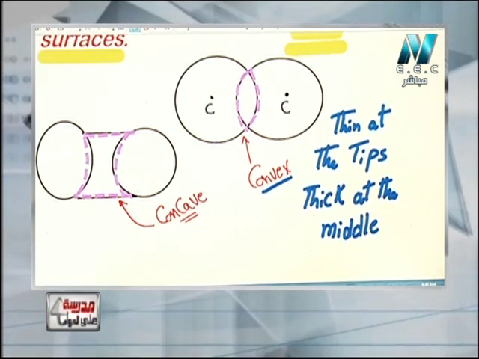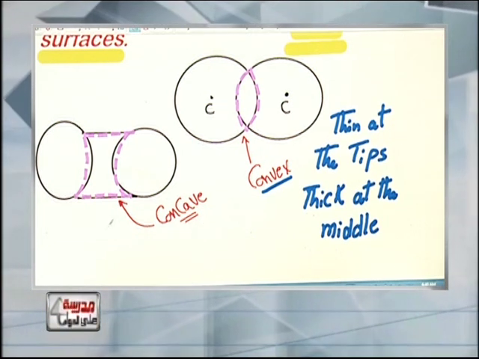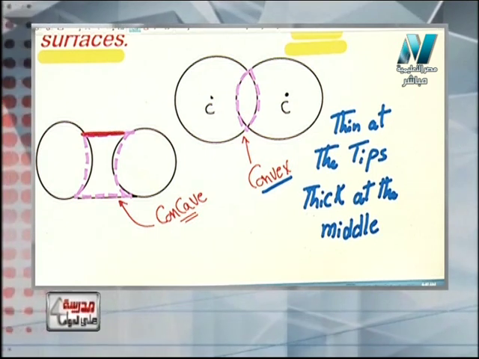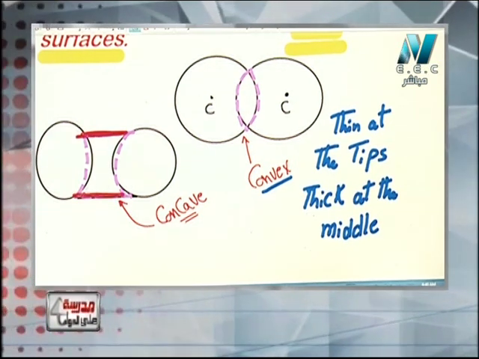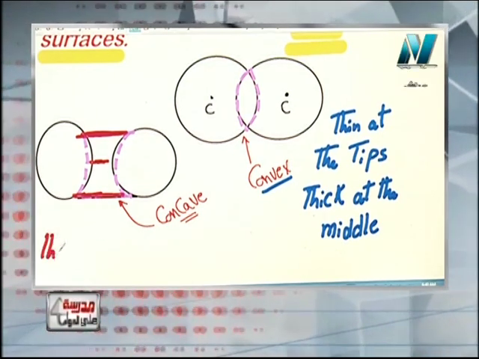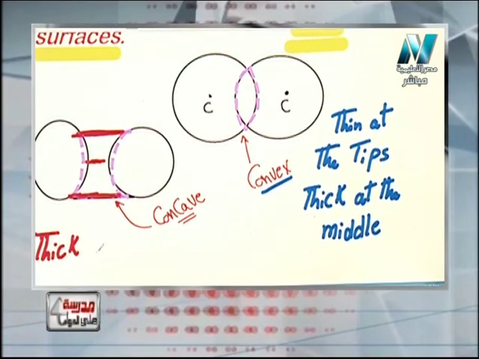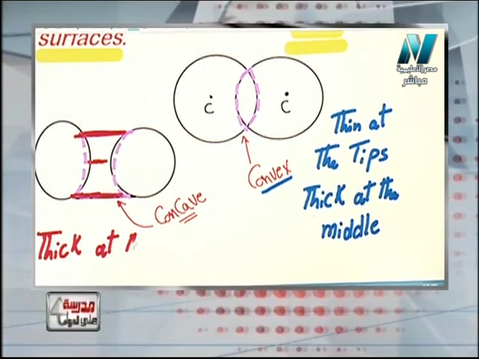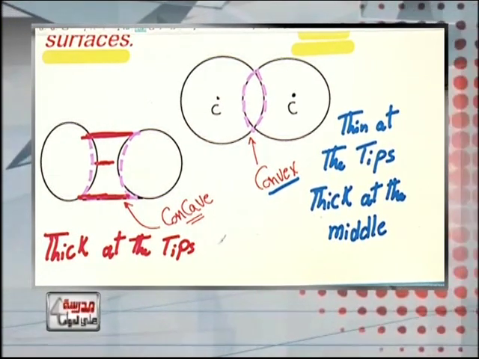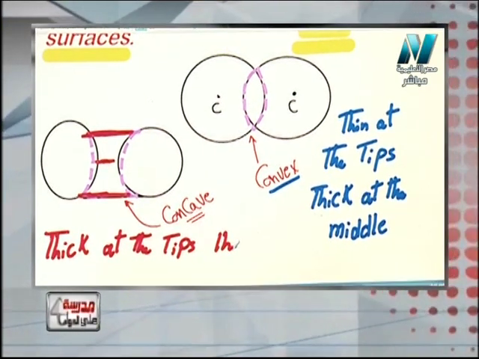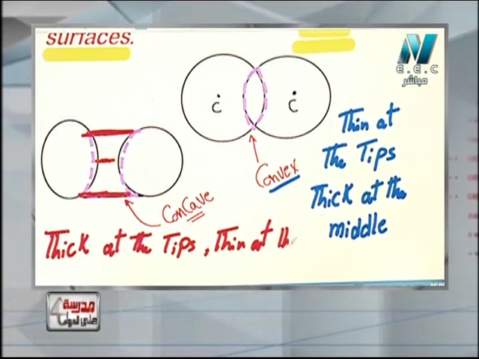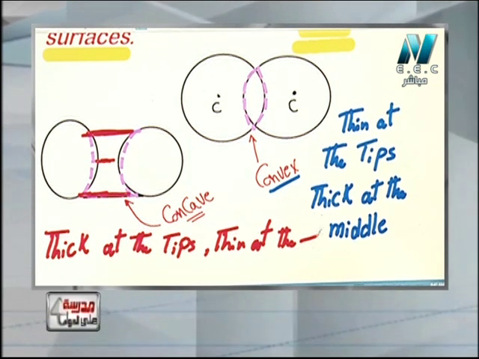But now we define the concave lens. So what is the concave lens? Thick at the tips and thin at the middle. العكس، يبقى thick at the tips، تخينة من الأطراف، and thin at the middle.